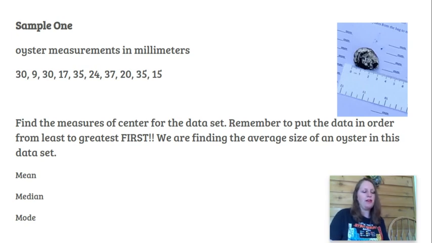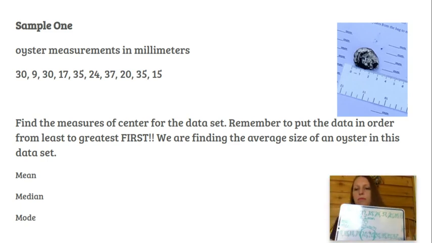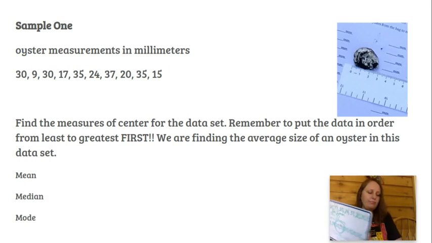252 divided by 10 equals 25 and 2/10. So the mean is 25 and 2/10 millimeter. That means in that average sample, the pile that I had for them of 10, the average size oyster is 25 and 2/10 millimeter.